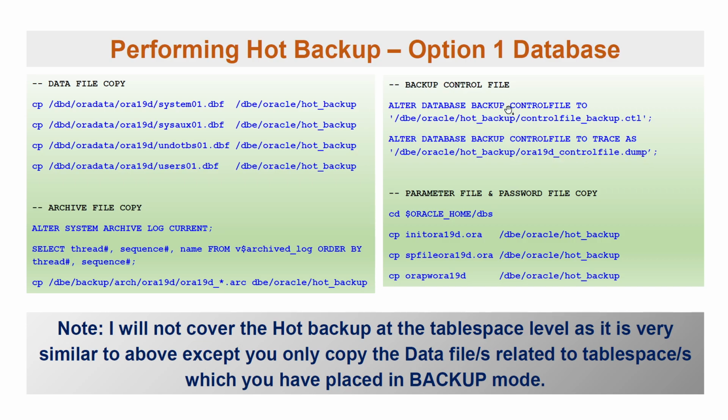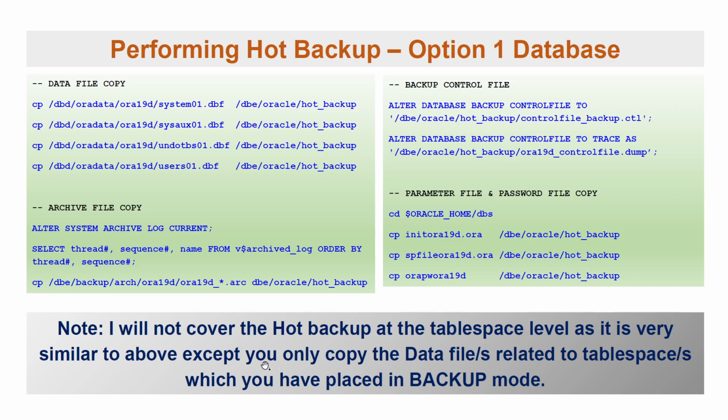The difference between these is that the first is the actual control file backup. The second is a set of commands, an SQL file, which you can open and use to recreate the control file if required. Again, you will copy the parameter file and password file. You don't have to copy both the init file and the SP file. Based on whether your database is using an init file or an SP file, you will only copy one. And also remember to back up your Oracle password file.